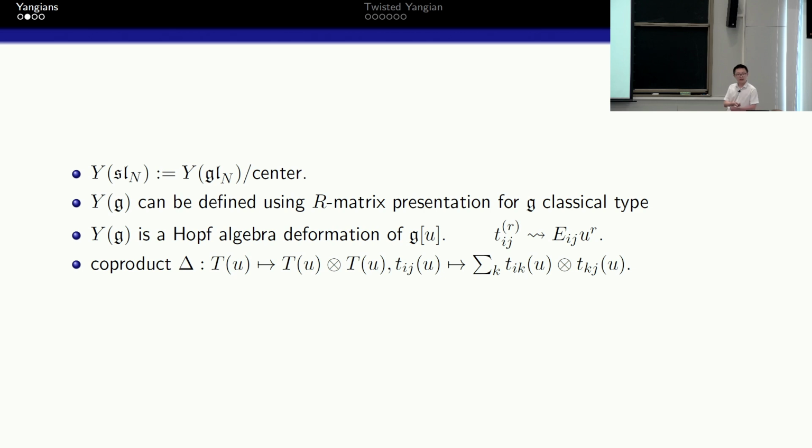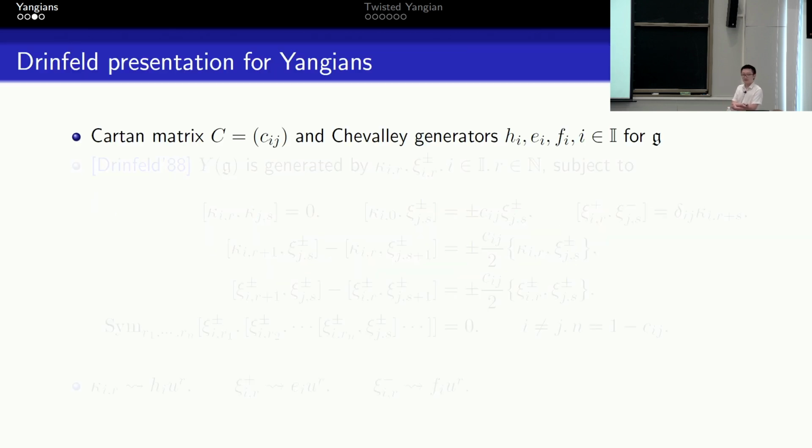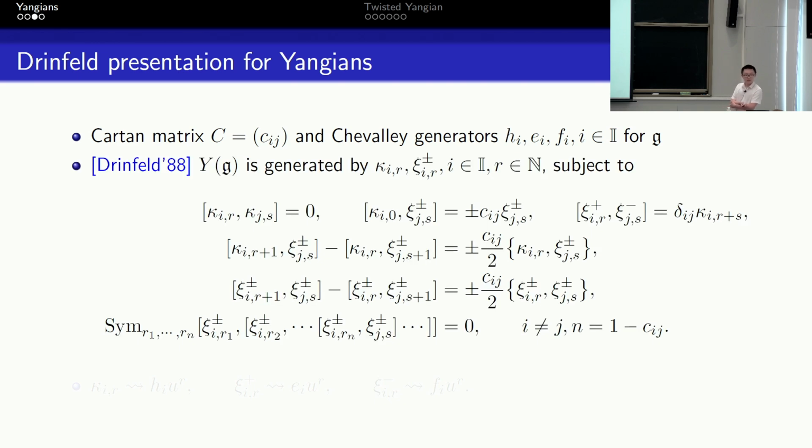The second presentation is the Drinfeld presentation. Here we start with the Cartan matrix and the Chevalley generators for g. Then the Yangian is generated by these elements subject to the following relations. You can think of kappa as a deformation of H_i u^r, psi plus as a deformation of the positive part, and psi minus as the negative part.